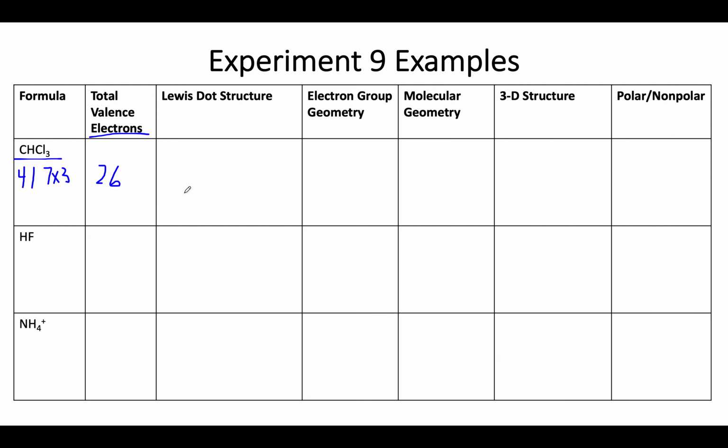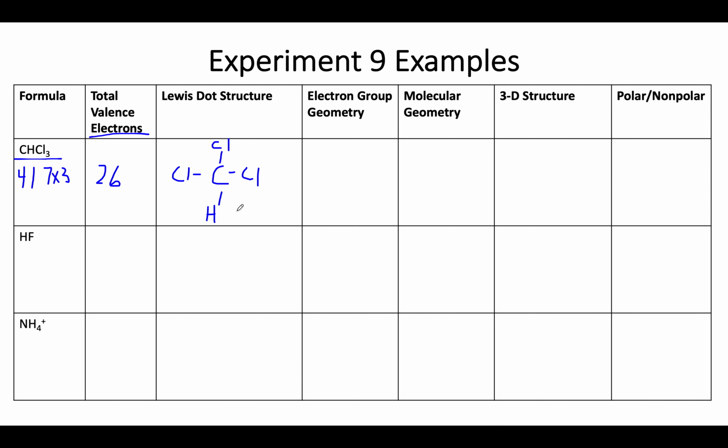Lewis structure: hydrogen will never be the central atom, so carbon is the central atom because it's farther left than chlorine, and because hydrogen won't be the central atom. And we connect single bonds to the outside atoms.